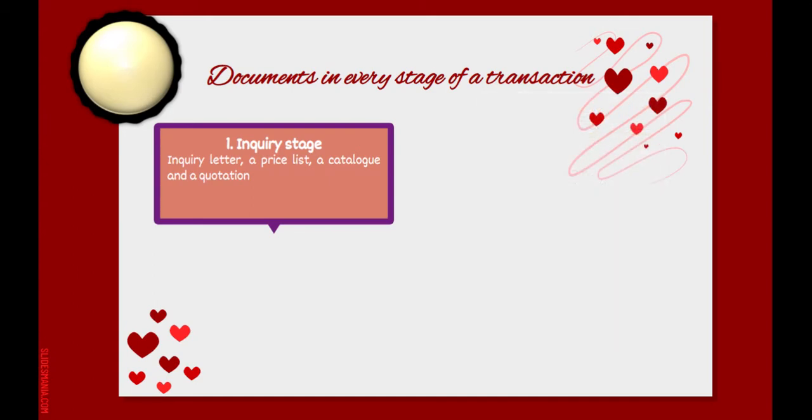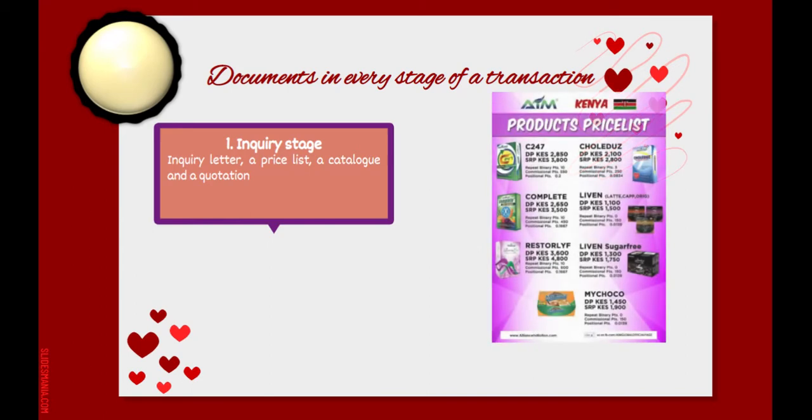The third document, which is a reply to a letter of inquiry, is a price list. And as you can see, this is a list of items sold by a trader together with their prices. The information contained in a price list is usually very brief and not illustrated. The price list shows the prices of the commodities at that time.